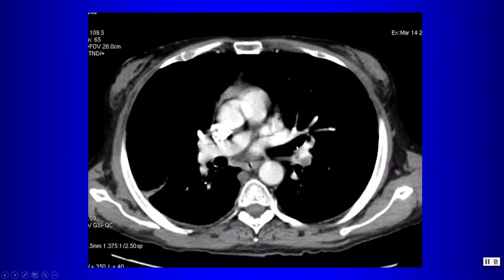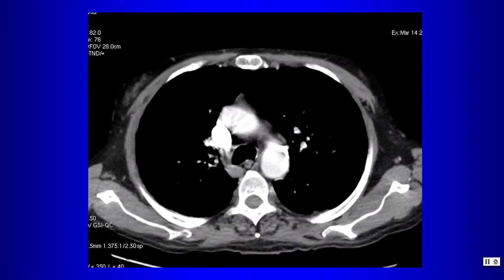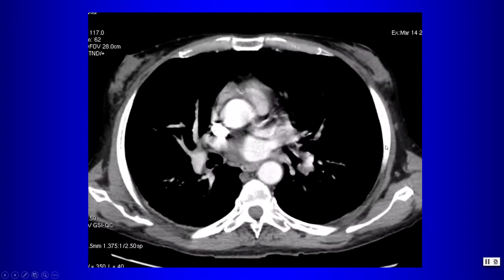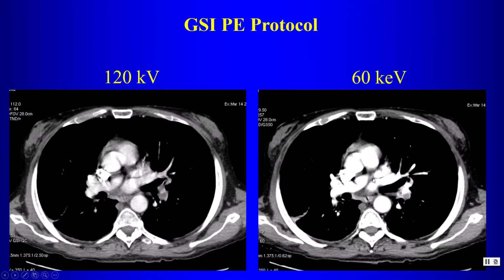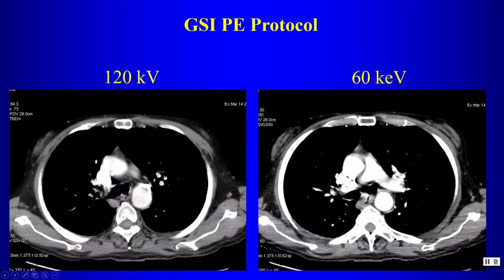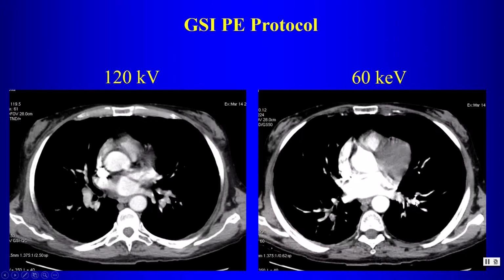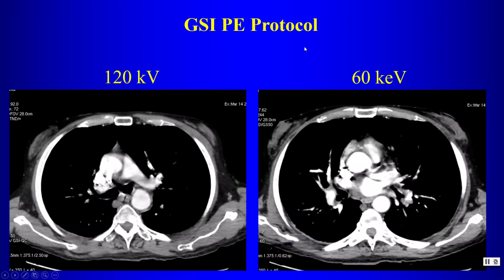Here's a case where on the conventional images we're wondering if there's a clot within the left interlobar pulmonary artery. The bolus here is not very good. When we do these virtual reconstructions, dialing down that keV, now the iodine looks much brighter. Now we can actually see the clots a little better, increasing our confidence that this patient has pulmonary embolism.